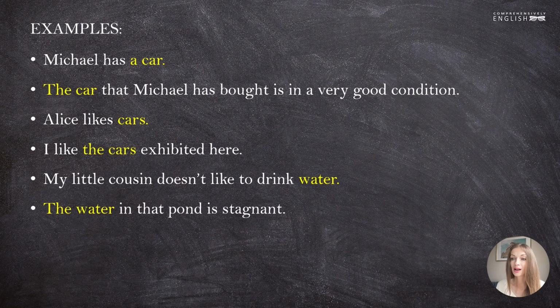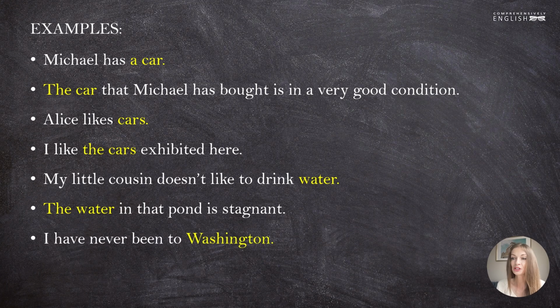The water in the pond is stagnant. Water is an uncountable abstract noun, but here it is not used in its general sense. It's clear what water we are talking about, the water in that pond. That's why the definite article the is used.